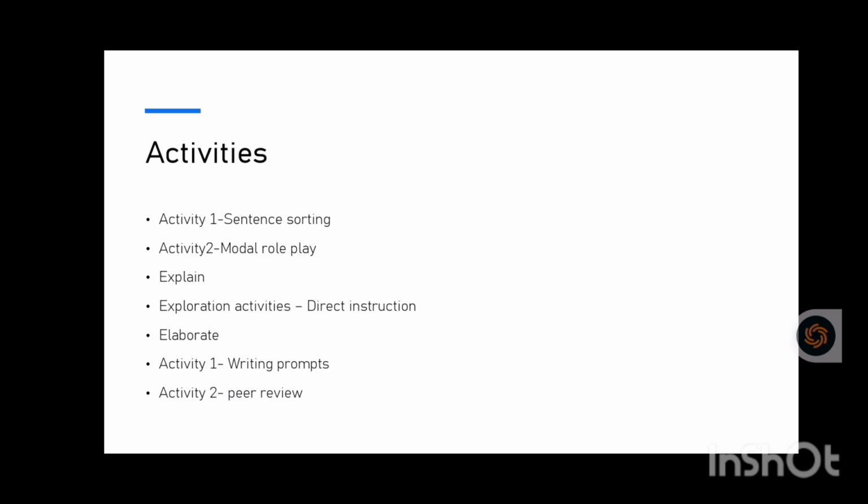Students will be divided into small groups. Each group will receive a set of cards with different modal verbs. For example, can, could, may, might, must, shall, should, etc. One student from each group will act out a scenario using a modal verb without speaking. The rest of the group will guess the modal verb being represented.